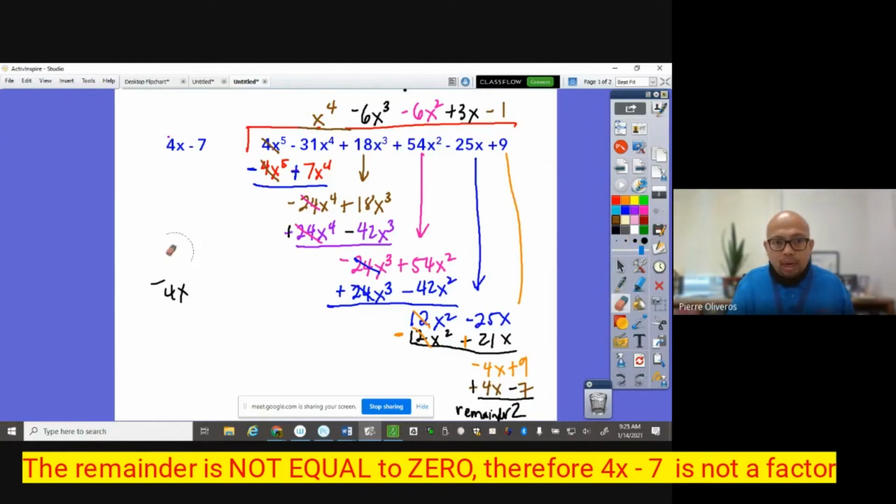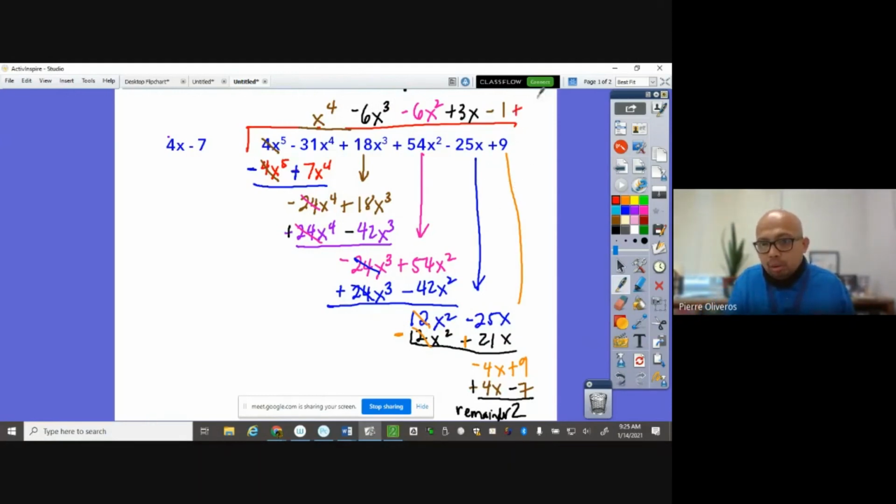So how do we write our final answer here, our quotient? We have it already here, x to the fourth minus 6x cubed minus 6x squared plus 3x minus 1. And then the remainder here is positive 2 over the divisor, which is 4x minus 7. And that's the entire quotient there, right? There you go. And that's how you divide a polynomial function with a binomial using long division. As always, kaboom.